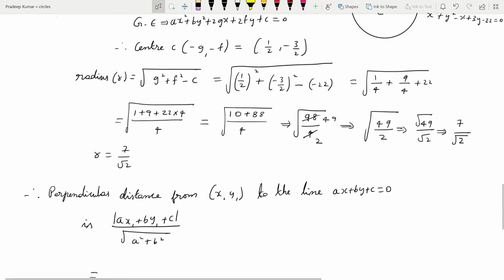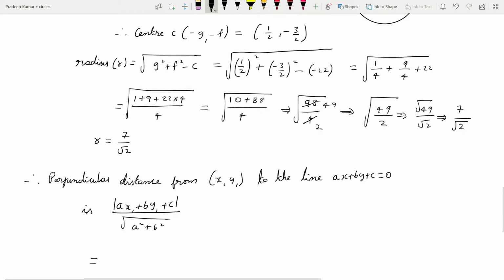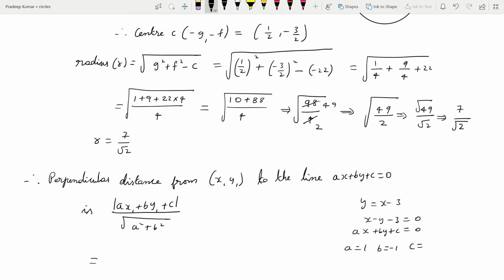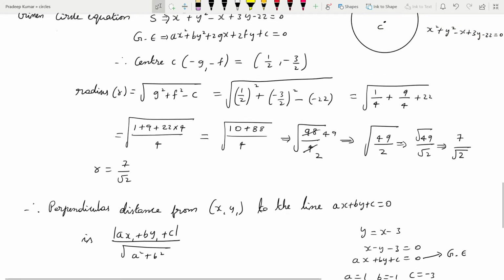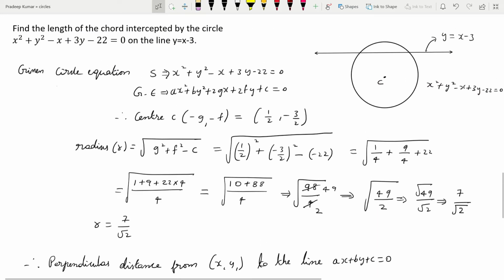So now the given equation of the line I'll write here, then we will compare. The line equation is y equal to x minus 3. If I bring this y to the other side, I get x minus y minus 3 equal to 0. Now if I compare with the general equation of a line, I get a equal to 1, b equal to minus 1, c equal to minus 3. So this is the general equation of a straight line. They have given the straight line equation, this equation.